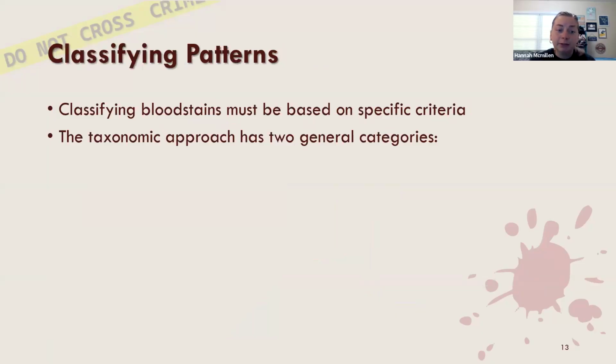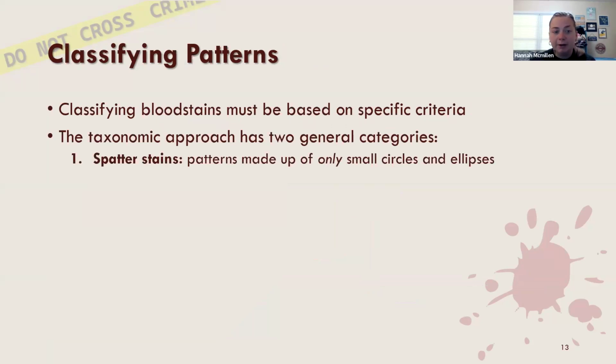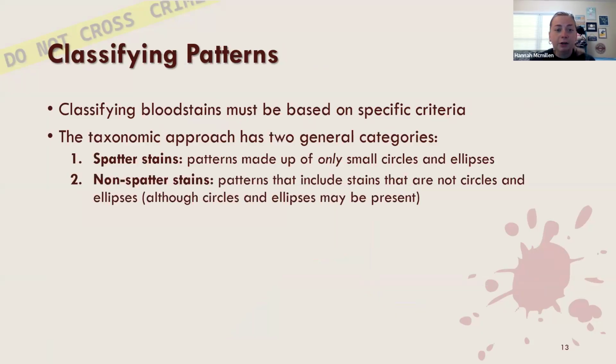So going into classifying bloodstains, they have to be based on specific criteria. The taxonomic approach does have 2 general categories. So we have spatter stains. These are patterns made up of only small circles and ellipses. And then we have non-spatter stains. These are stains that are not circles and ellipses, although circles and ellipses may be present.